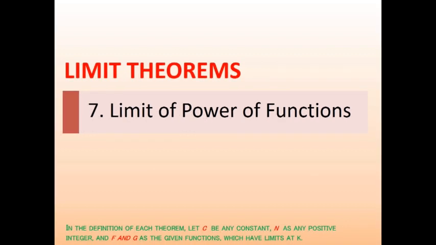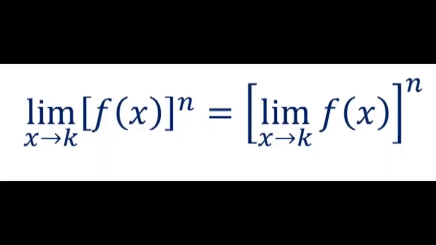Okay, let's move now to theorem number 7, which is the limit of a power of a function. This theorem states that the limit of an integer power n of a function is just the power of the limit of the function. In symbols, the limit of f of x to the nth power as x approaches k is equal to the nth power of the limit of the function as x approaches k. Okay. It's like you move to the second theorem.